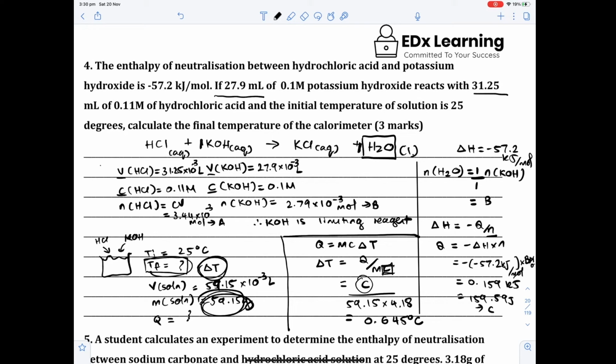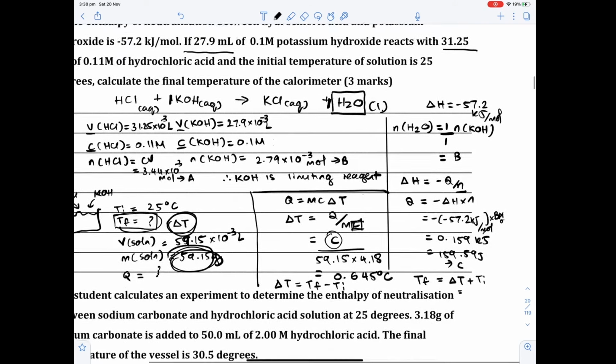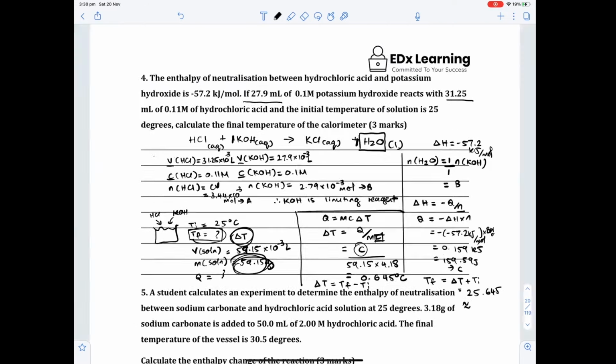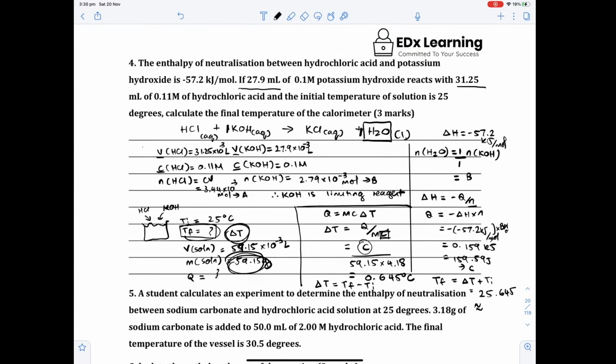Are we at our answer? So remember, change in T equals TF minus TI. So TF is equal to change in T plus TI. So we're going to add 0.645 to 25 degrees, which means TF is 25.645. How many sig figs? Remember, you always want to give your answer to the lowest number of sig figs in the question. How many sig figs is 0.1? 2?